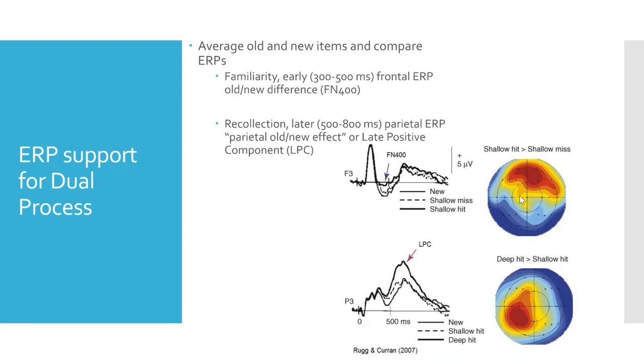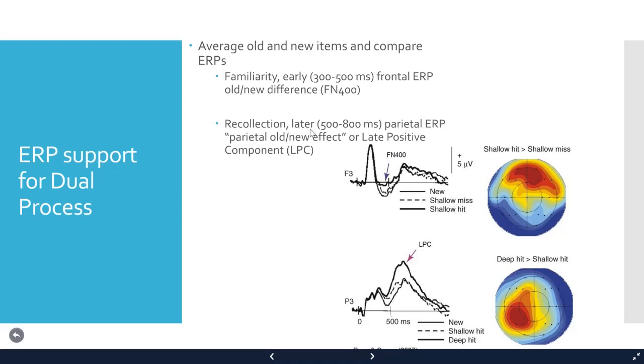Recollection, on the other hand, when people recollect, you get a little bit later ERP, 500 to 800 milliseconds. It's parietal for words in particular, and it's sometimes called the parietal old-new effect. It also goes by the name late positive component, or LPC. As you can see, the LPC is concentrated in a different region, so it's a different region and time frame. It occurs later and in a different location.